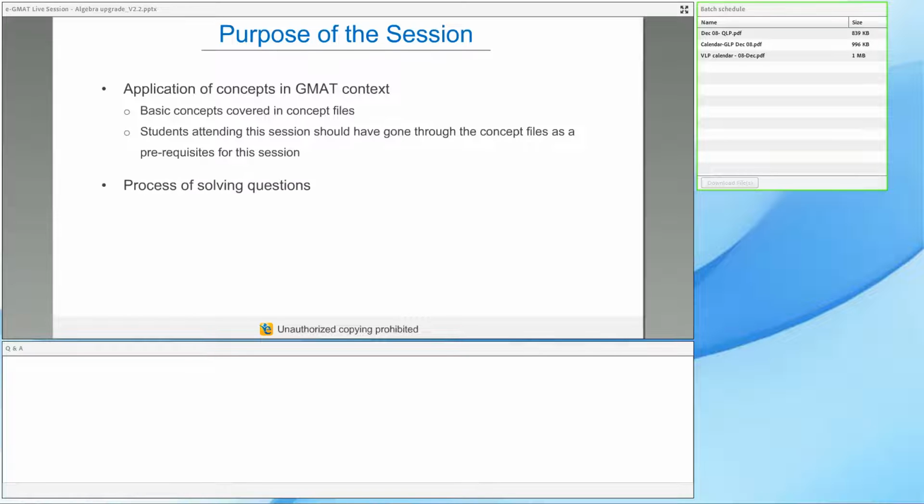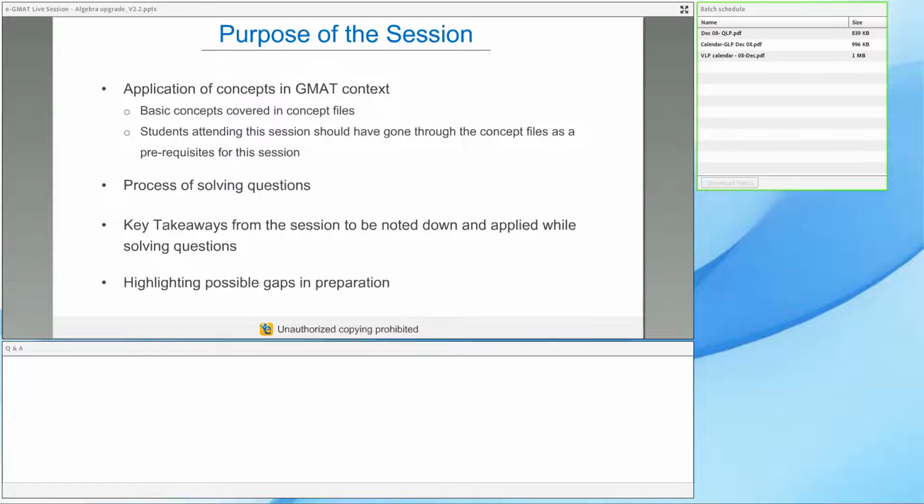The second thing that we're going to do is discuss the process of solving questions. A lot of you only focus on learning the concepts and hope that you will be able to solve the question. But apart from knowing the concept, it is also very important to know how to solve the question. What is the methodical way to solve a particular question? I'm going to emphasize that a lot. While discussing the questions, I'm also going to tell you the key takeaways from each and every question, and also highlight the possible gaps in your preparation.